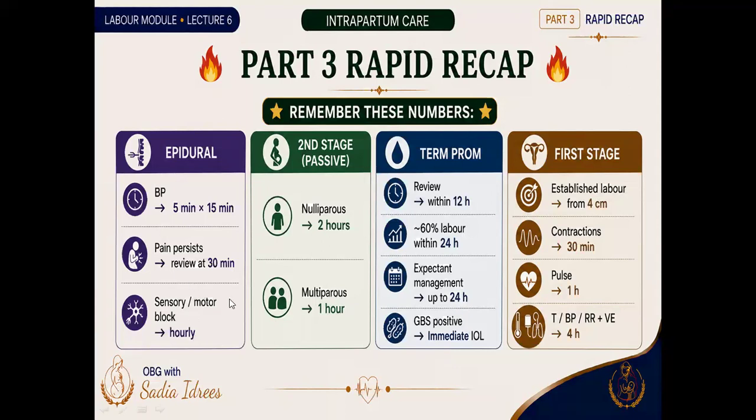Now, second stage with epidural. Passive second stage, nullipara, remember 2 hours. For multipara, remember 1 hour. Next, it is the second stage, passive second stage we are talking about.